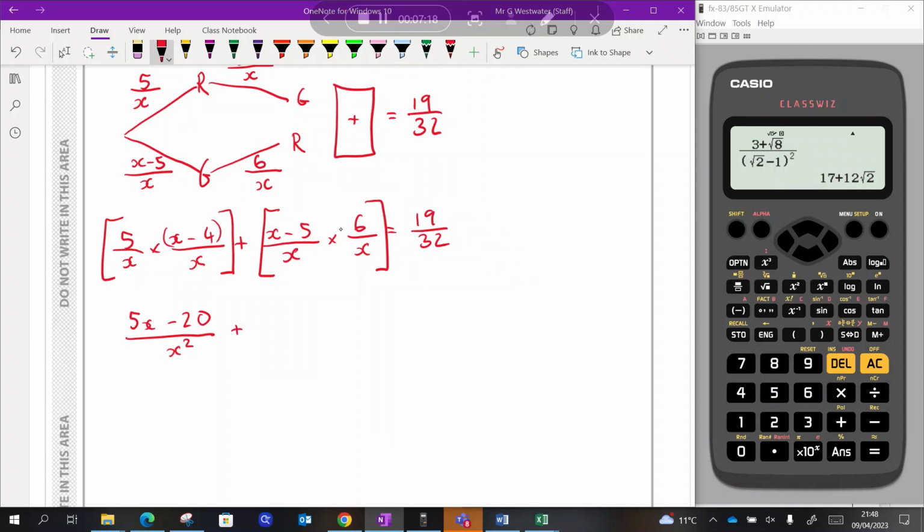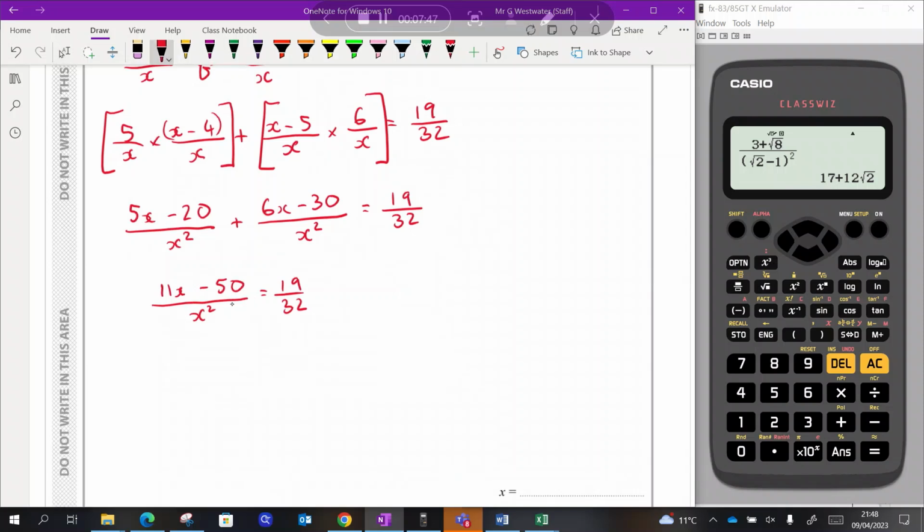Add, and same sort of thing here, so 6x minus 30 over x squared will equal 19 over 32. I can now combine these fractions. Adding them together, they've got a common denominator. So 5x plus 6x is 11x, minus 20 minus 30 is minus 50, all over x squared equals 19 over 32.